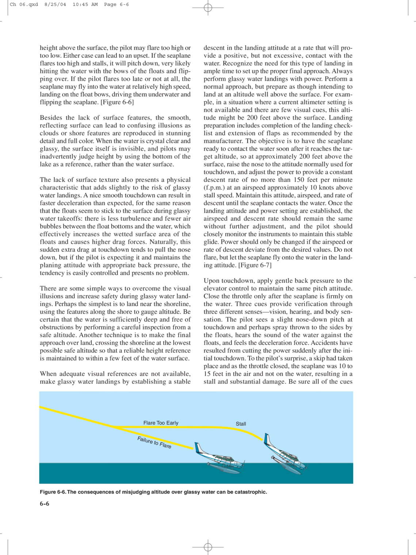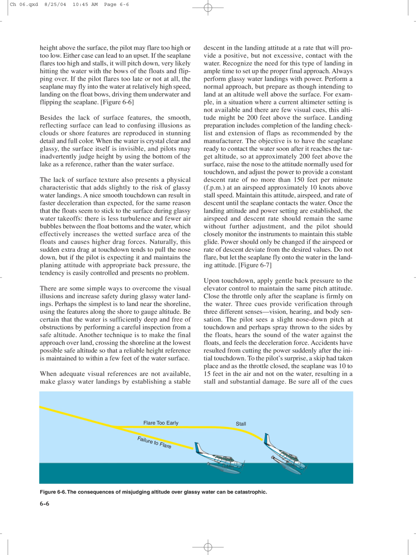If the pilot flares too late or not at all, the seaplane may fly into the water at relatively high speed, landing on the float bows, driving them underwater and flipping the seaplane. Figure 6.6. Besides the lack of surface features, the smooth, reflecting surface can lead to confusing illusions as clouds or shore features are reproduced in stunning detail and full color. When the water is crystal clear and glassy, the surface itself is invisible, and pilots may inadvertently judge height by using the bottom of the lake as a reference, rather than the water surface.